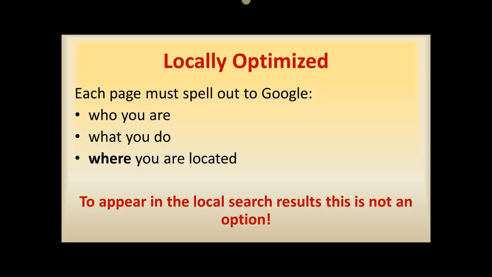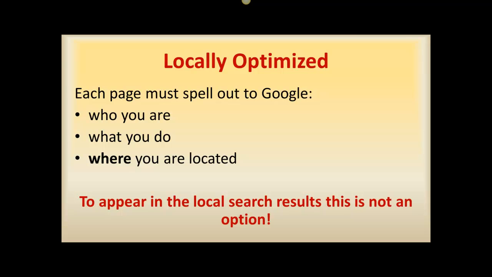Now, is your website locally optimized? And this is a big problem because every page on your website needs to spell out to Google who you are, what you do, and where you're located. This allows the Google search algorithm to understand who you are, your business, what you do, what you're providing to your local market, and where you're located, because they want to know where you are so that they can put your content up in places relevant to the people in your market.